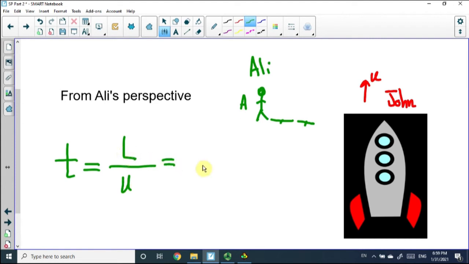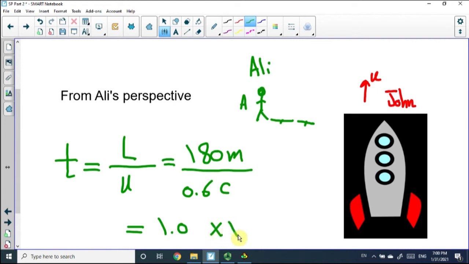Now in the last video we found L to be 180 meters, and we will divide it by 0.6 times the speed of light. Plug in the numbers, you can easily find the answer. And the answer is 1.0 times 10 to the minus 6 seconds. Now that ends the calculation with respect to Ali. Let's now look at John's perspective and see what John will measure.